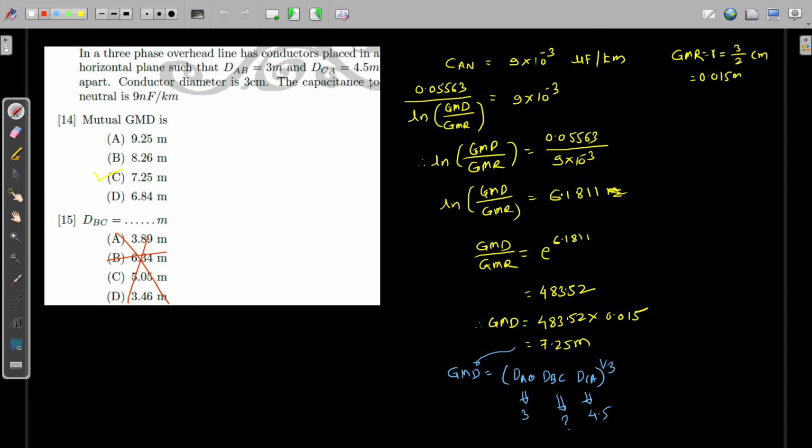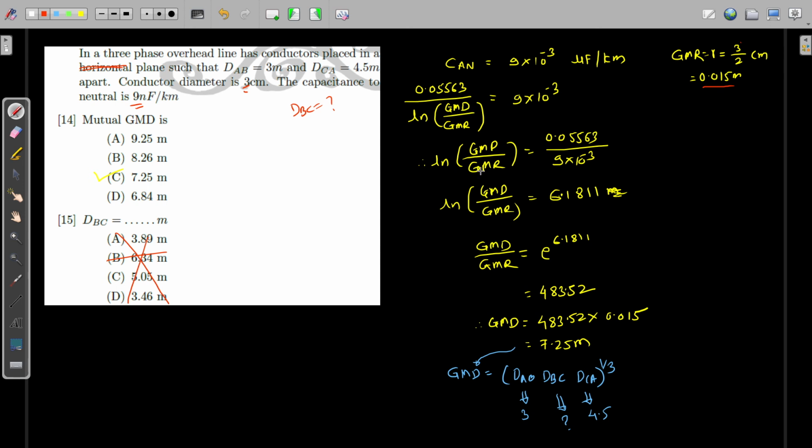Let us discuss the last MCQ in this video. In the three-phase overhead transmission line, the conductors are placed in a plane such that DAB is equal to 3 meter and DAC is equal to 4.5 meter. But DBC distance is not given here. The conductor diameter is 3 centimeter and the capacitance to the neutral is given as 9 nanofarad. So GMR is r, that is diameter by 2, that is radius, 1.5 centimeter, that is 0.015 meter.